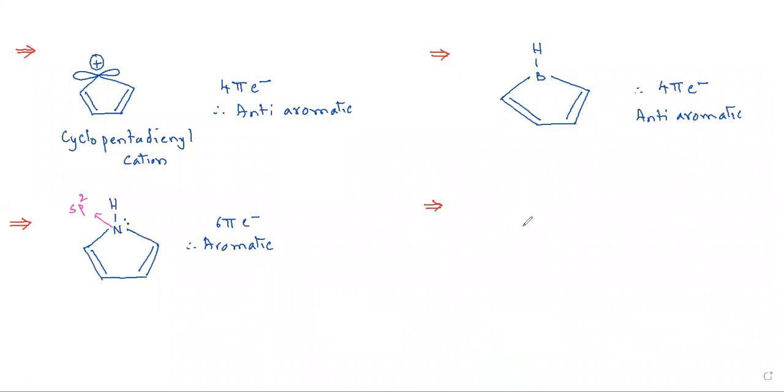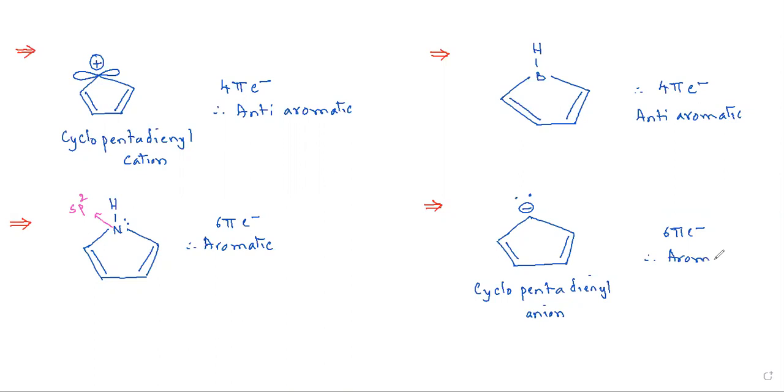But if the same thing is considered with a negative charge, the same cyclopentadiene, if it is taken with a negative charge, then so this is cyclopentadienyl anion, which has got 6 pi electrons. Therefore, it is aromatic, right? So this is how we can take a number of examples.